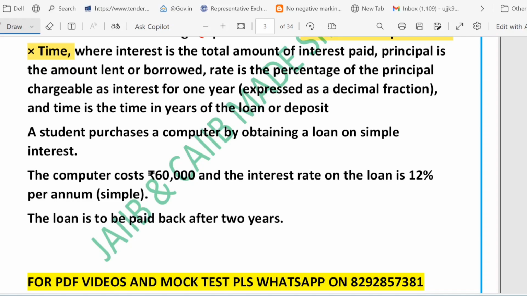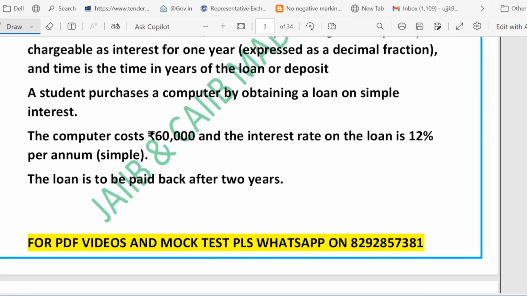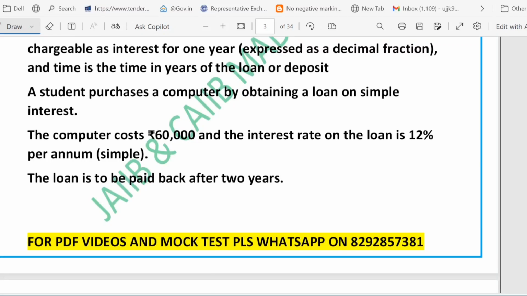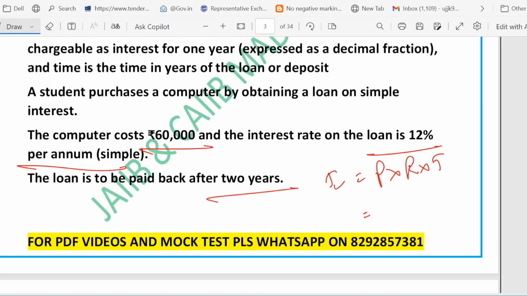So now we will solve two simple interest examples crystal clear. First one is a case of a student who buys a computer for 60,000 rupees. The interest rate on the loan is 12% per annum, right? And he has taken the loan for 2 years. So to get the interest, what do we use? We use the simple formula, I is equal to P into R into T.